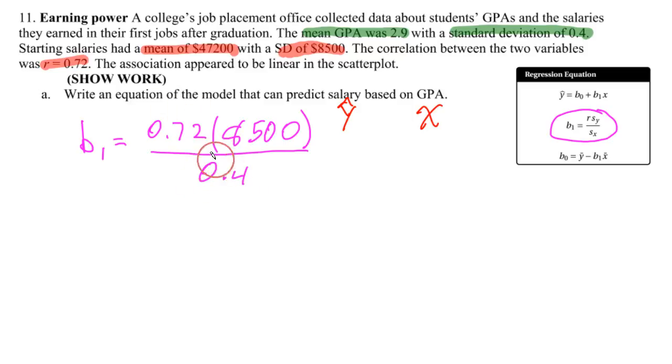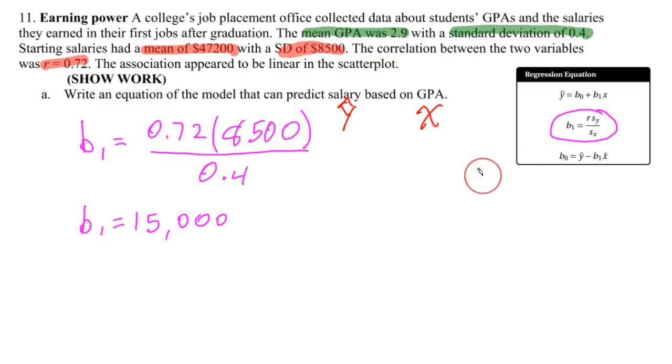Now, very important when we type this into the calculator to make sure that we type it in correctly, with all of our numbers in the top being multiplied, and then we divide by the bottom. So 0.72 times 8,500 divided by 0.4. When I do that on my calculator, I get that B1 is equal to 15,300.